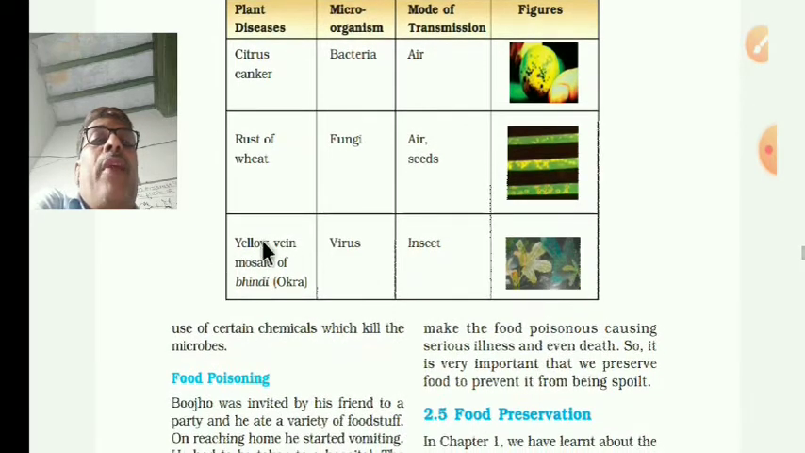Now the next one, yellow vein mosaic of bhindi, okra. This one is spread by a virus, and the mode of transmission is by insects. See the figure here.